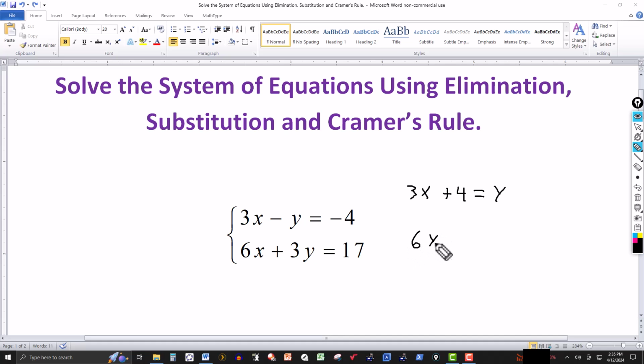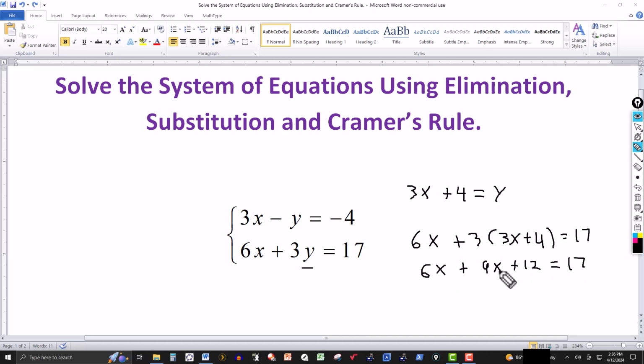So I get 6x, and so on the next step here, replacing this y by what I got there, y is the same thing as 3x plus 4. And that's equal to 17. Now we have just one variable. No y involved. It becomes a first degree equation in x, so this will be 6x here then. Multiply through here in the parentheses by 3. 3 times 3x is 9x. 3 times 4 is plus 12. That's equal to 17.